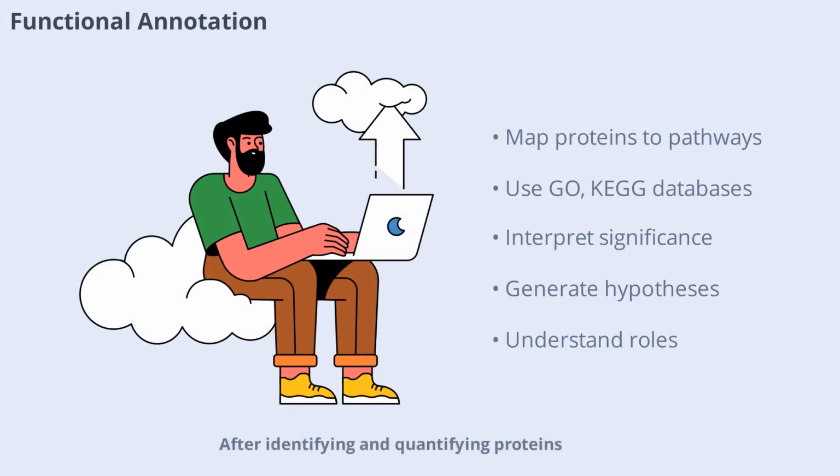After identifying and quantifying proteins, researchers often perform functional annotation to understand their roles in biological processes. This involves mapping proteins to known pathways, molecular functions, and cellular components using databases like Gene Ontology (GO) and KEGG. Functional annotation provides context for the data, helping researchers interpret the biological significance of their findings and generate new hypotheses for further study.